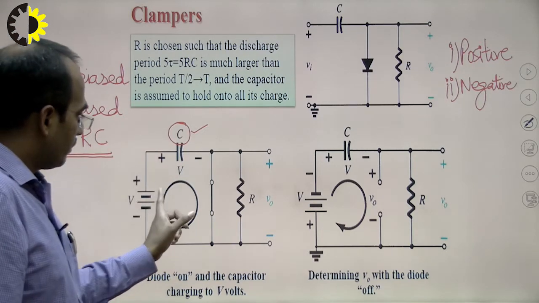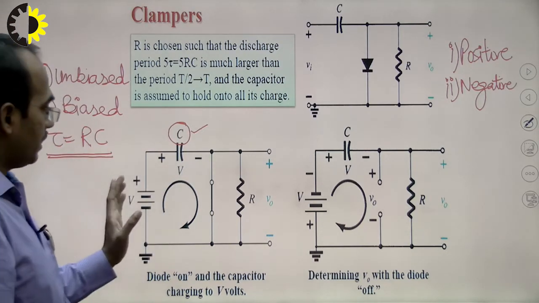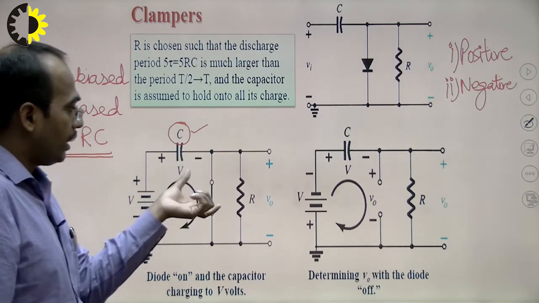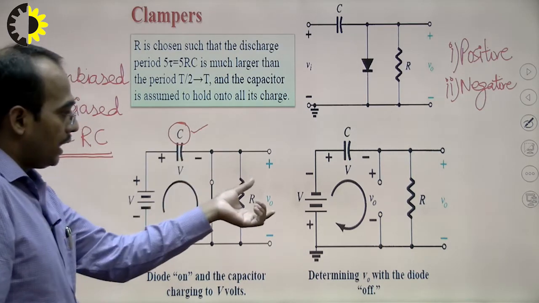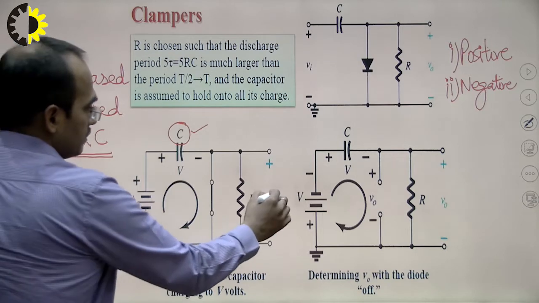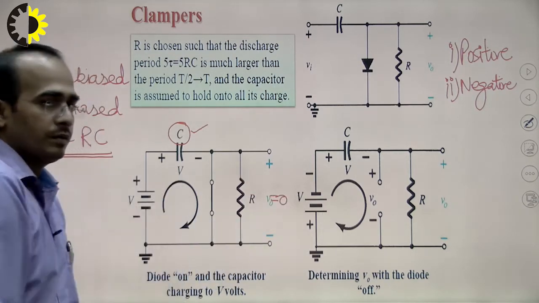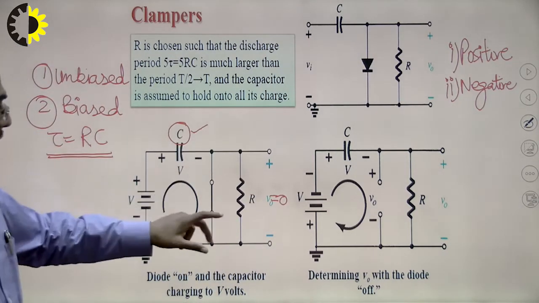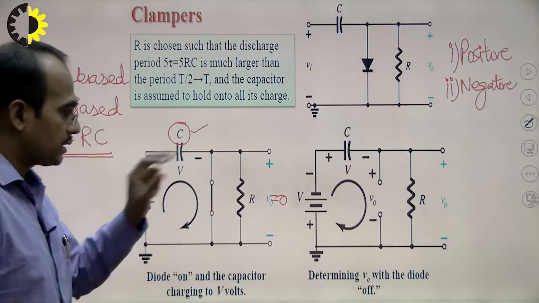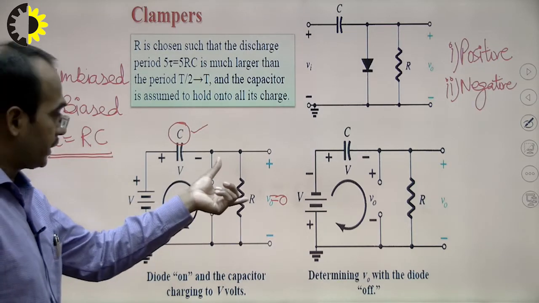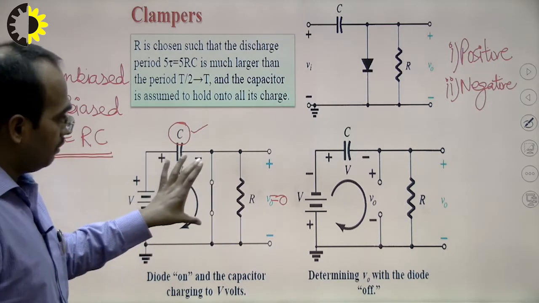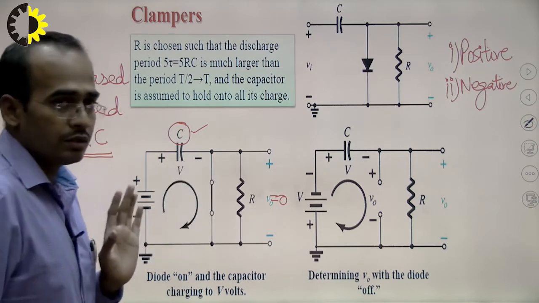So for the half cycle of the input in which the diode is forward bias, the output will be 0, because this has been short circuited. You have to take the output across this resistance. When you see the output across the resistance, it will be 0.